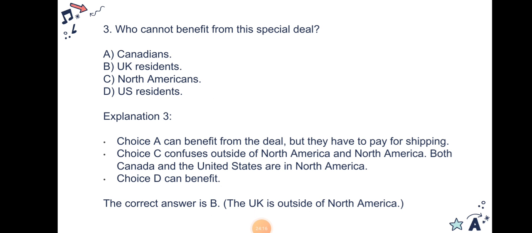Question number 3. Who cannot benefit from this special deal? A. Canadians. B. UK residents. C. North Americans. D. US residents. The explanation is, if you choose A, they can benefit from the deal, but they have to pay for shipping. Choice C confused outside of North America and North America. Both Canada and the United States are in North America. Choice D can benefit. The correct answer is B. The UK is outside of North America.